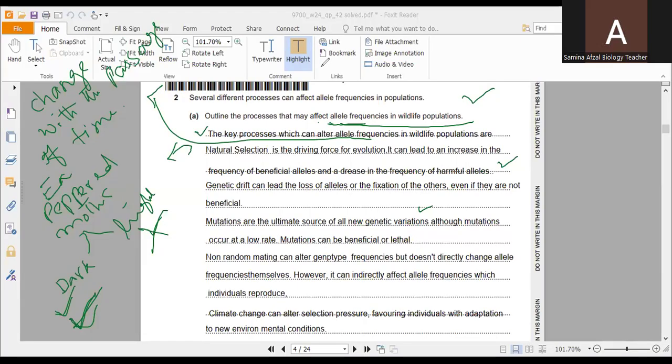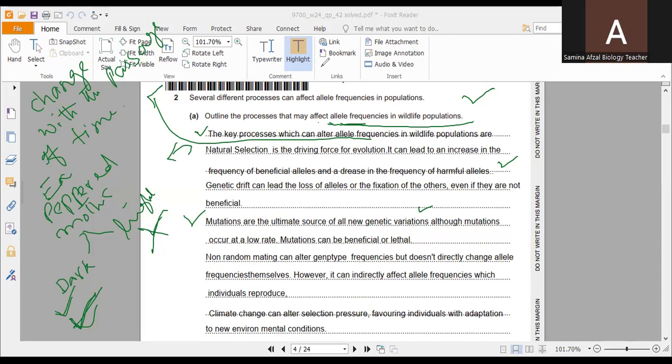So if I would like to give an example of mutation, we can say that a mutation in a plant makes it more resistant to a disease, or you can say less resistant to a disease. In this way, we can say mutations can be harmful or they can be beneficial. In both ways, they affect the allele frequencies in wildlife populations.